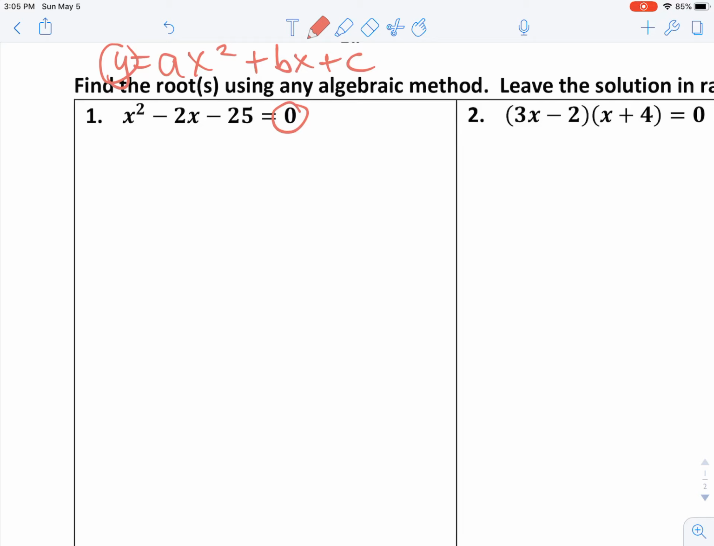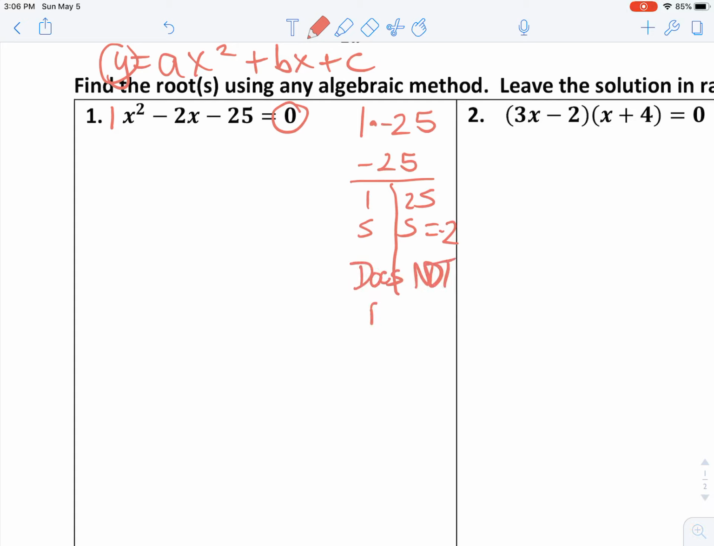So let's try it. In this case, a is 1 because there's no number there. c is negative 25. So 1 times negative 25 is negative 25. And we're going to see if it has any factors, two numbers that can multiply together to make negative 25 but add to negative 2. Now 25 is one of those unique numbers that it's really just 1 times 25 and 5 times 5. And those are really the only options. And if I make them any combination of positives and negatives, we're not going to end up with negative 2. So this does not factor.